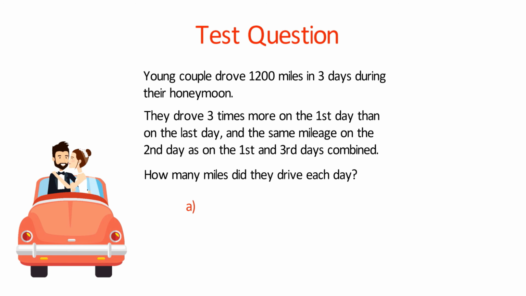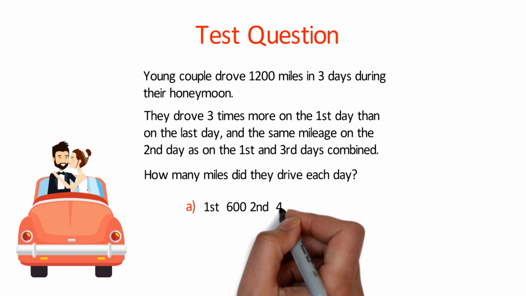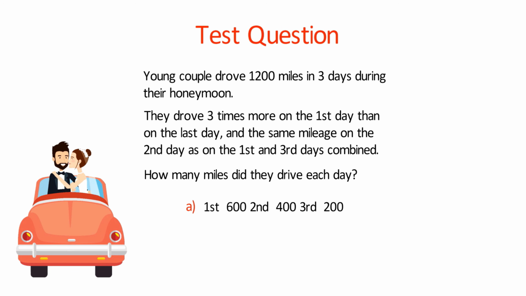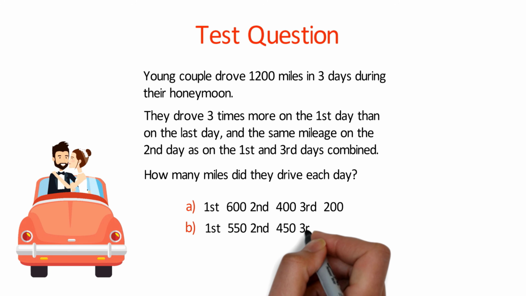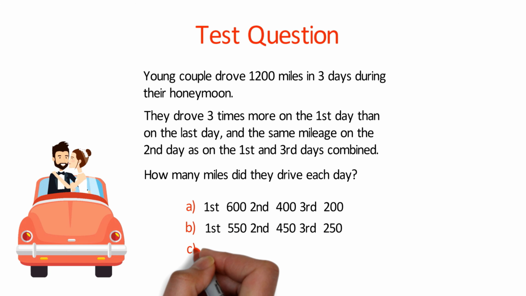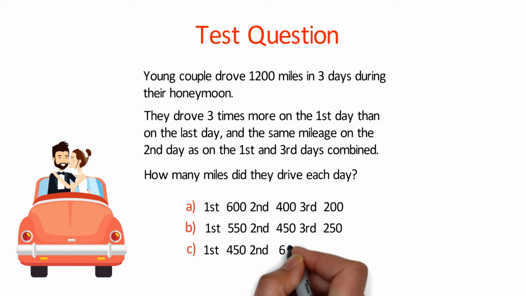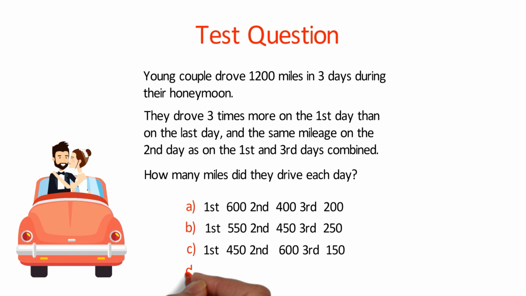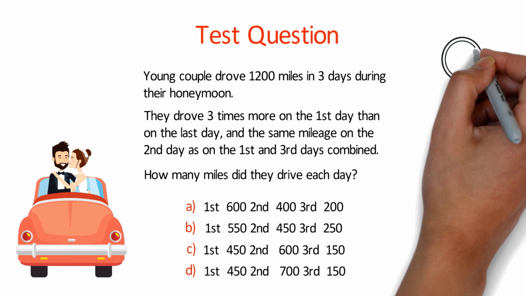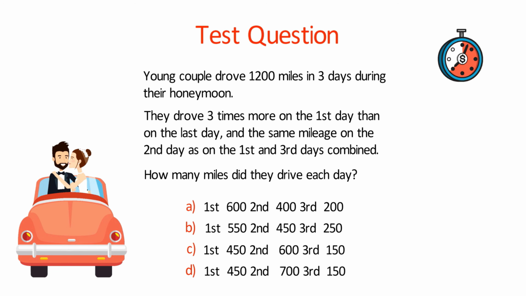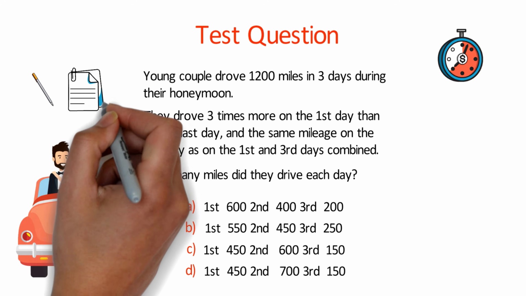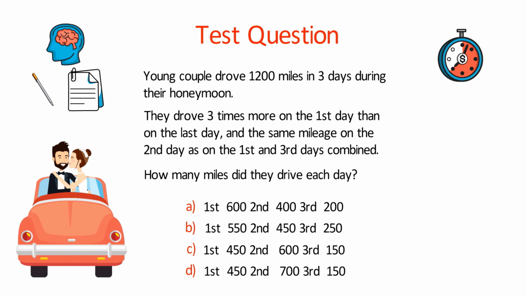You have 4 different choices. For the first, second, and third day, choice A is 600, 400, and 200. Choice B, 550, 450, and 250. For choice C, you have 450, 600, and 150. And for choice D, you have 450, 700, and 150. Can you calculate the answer? Give yourself 10 to 15 seconds. You can use a piece of paper or you can do mental math. Now let's continue to see how we can get to the correct solution together.